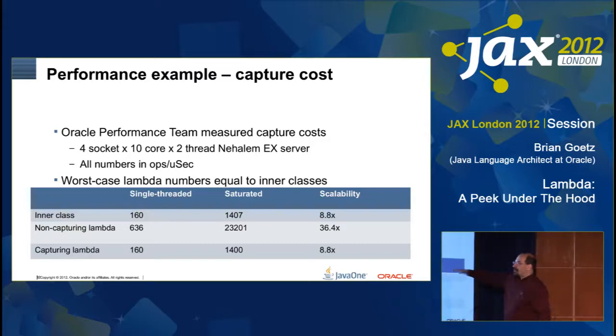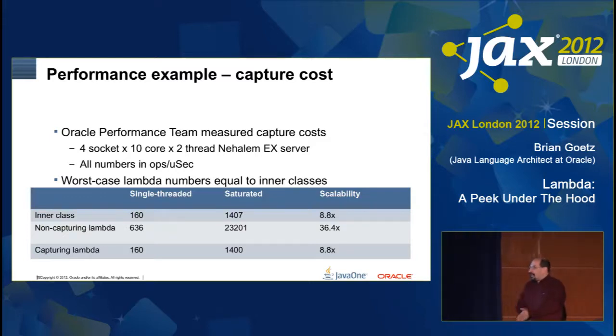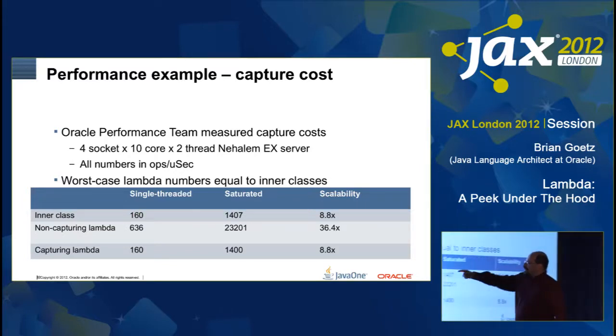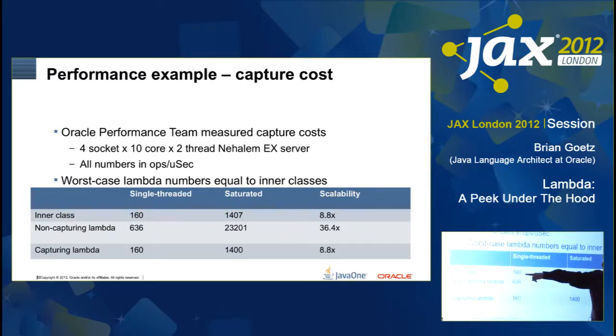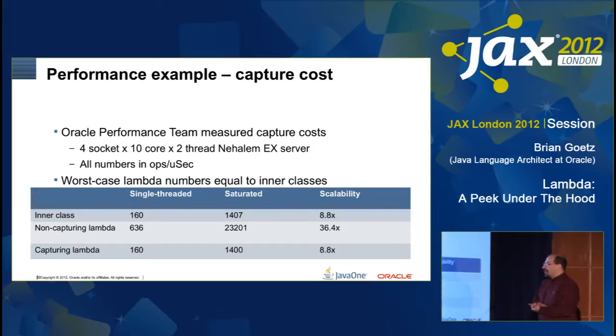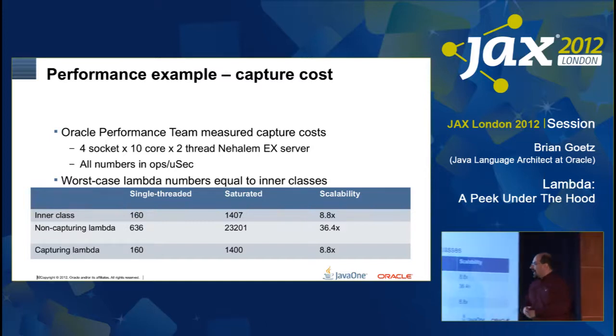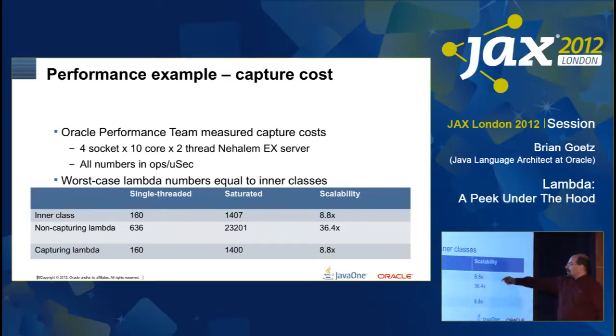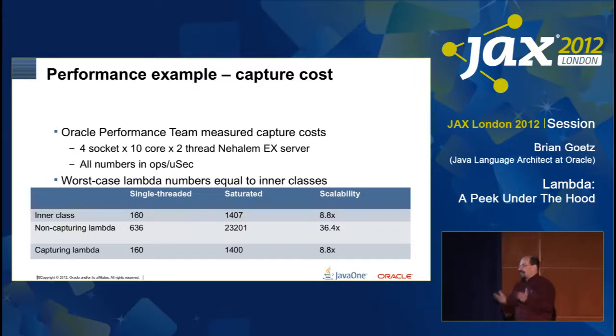So the top row is the old way, the way we would do it today. We were able to get 160 instance creations per microsecond. So what is that? About 6 nanoseconds per invocation. And running it on multiple cores, we maxed out at about 9x before cache effects started to get in the way.